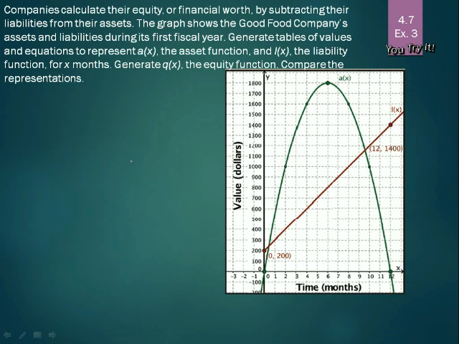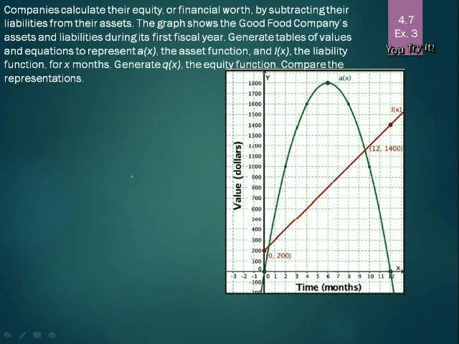Companies calculate their equity or financial worth by subtracting their liabilities from their assets. The graph shows the Good Food Company's assets and liabilities during its first fiscal year. Generate tables of values and equations to represent A of x, the asset function, and L of x, the liability function for x months. Generate Q of x, the equity function.